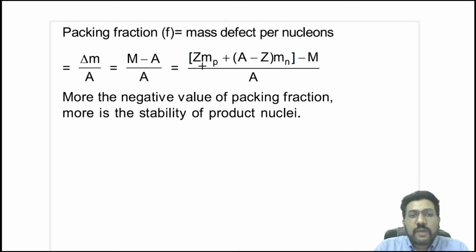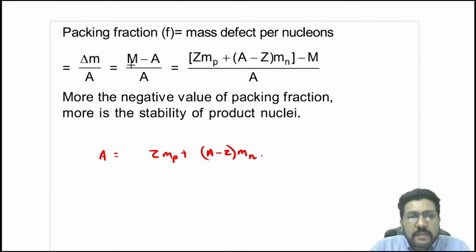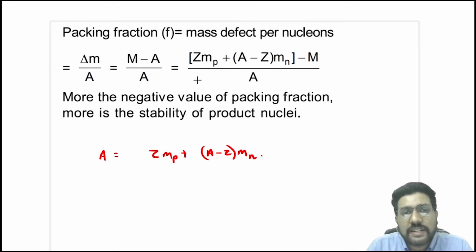Now A is what? A is Z Mp plus N Mn, right? And M is the mass of nucleus. So A minus M divided by A. More the negative value of packing fraction, more is the stability of the product nuclei. So this is actually the magnitude, and packing fraction is defined as the negative of this. Okay, more negative the value of the packing fraction, more is the stability of the product nuclei, because more the energy will be released. We have already discussed.